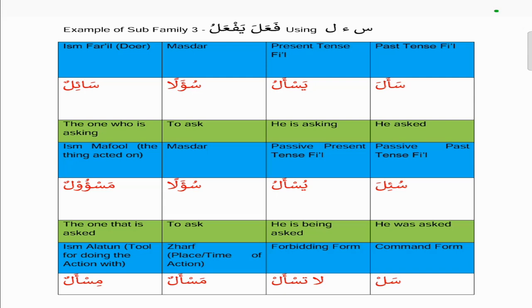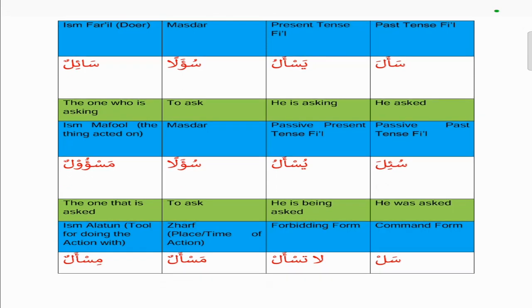And the passive present tense is yus'alu, so you can see all the harakat at the top as per usual, which means he's being asked. And the masdar again su'alan, and the ism maf'ul normally is maf'ulun, that we learned, and so it's mas'ulun, the one that is asked. And if you look at the commanding form, it's just simply sal.